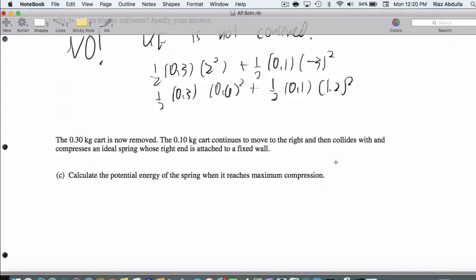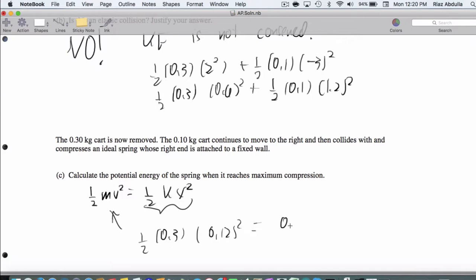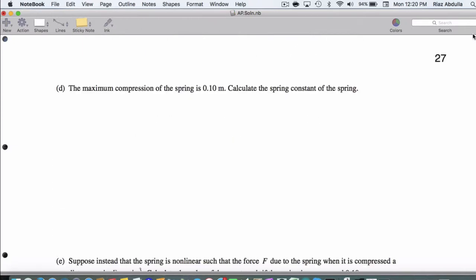All right. Now we got this cart hitting a spring and compressing it. So what happens is all this kinetic energy gets stored as spring energy. Well, we don't know this side, but we do know that all this energy gets converted. So we got 1/2 times 0.3 times 0.12 squared, and that's going to give us 0.072 joules of energy. Awesome. Now we want to know the compression of the spring, so we're just going to continue. 0.072 equals 1/2 times k times 0.1 squared, and we're going to actually end up getting a k of 14.4.